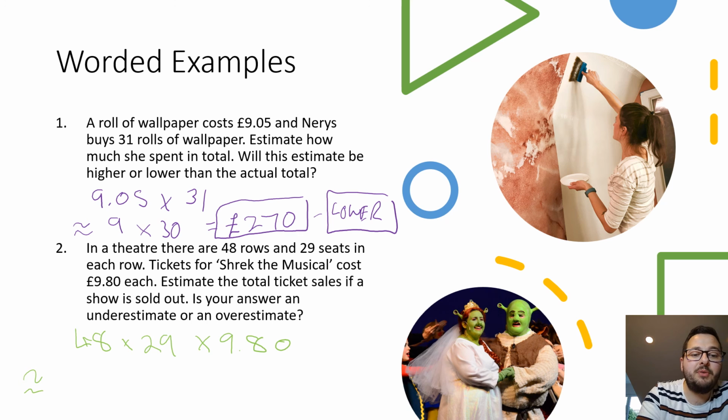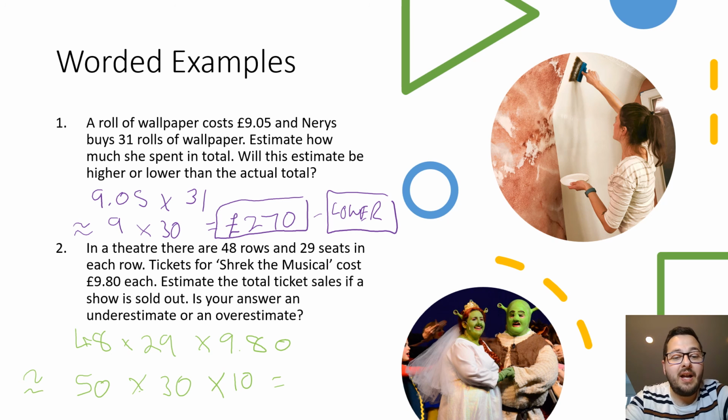Okay, so again we want to estimate. So this is going to be approximately equal to 48 will round to 50, 29 will round to 30, and 9.8 will round to 10. And then we've got 5 times 3 times 1 is 15. Add the 3 zeros, it's going to be 15,000.